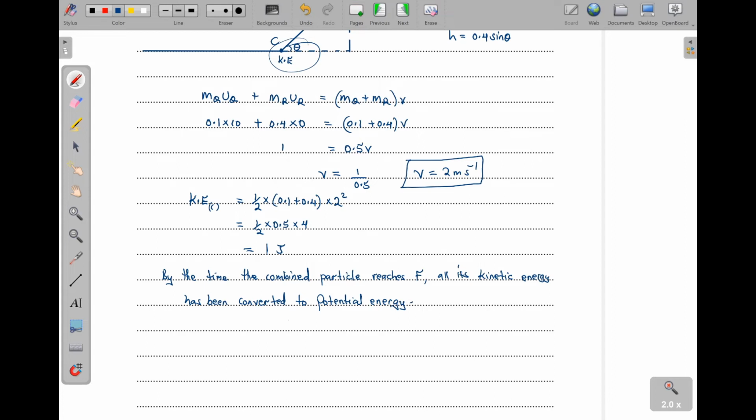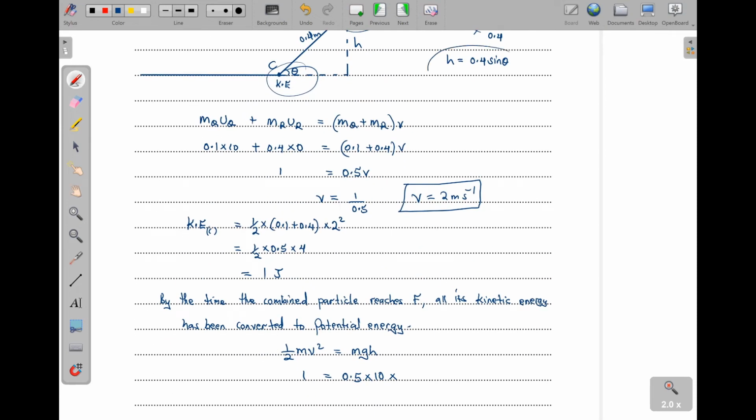So we say the kinetic energy, which is half mv squared, is equal to the potential energy mgh. Of course, m will cancel, but I can leave that. But we have kinetic energy, which is 1, the whole of it is 1. Then m is 0.5. Remember, we have 0.1 plus 0.4. Then times the acceleration due to gravity, which is 10, times h, which is here, you see, 0.4 sine theta.